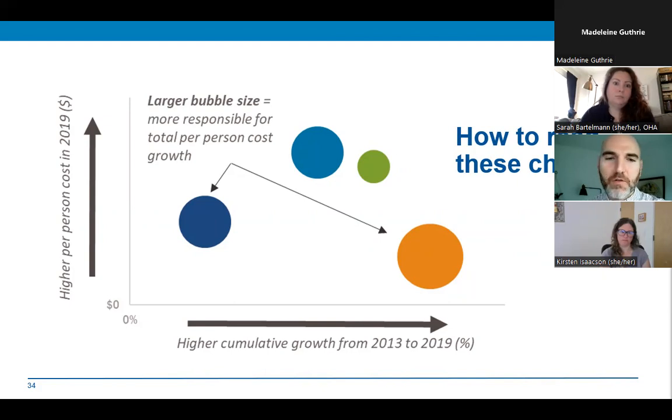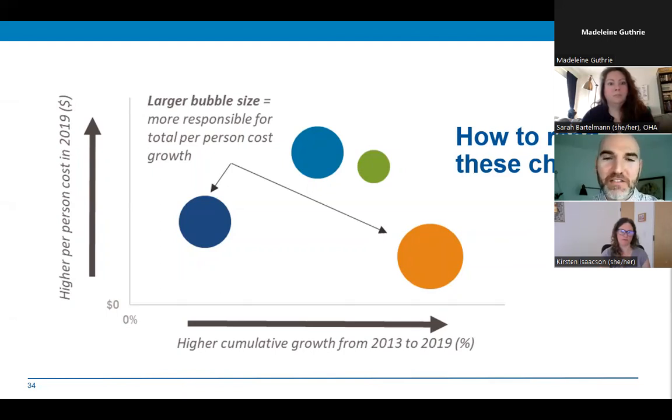The horizontal, the flat axis here, is cumulative growth from 2013 to 2019. So if there's a bubble that's really close to that left-hand side, not much growth there. But if it's really far to the right, then that means it has high growth from 2013 to 2019. In other words, if there's a bubble that's really high up and really far to the right, that means it had a lot of growth and is expensive. So this is the difference between cost and cost growth. Cost is the up and down, cost growth is the left to right. So that's the first piece.